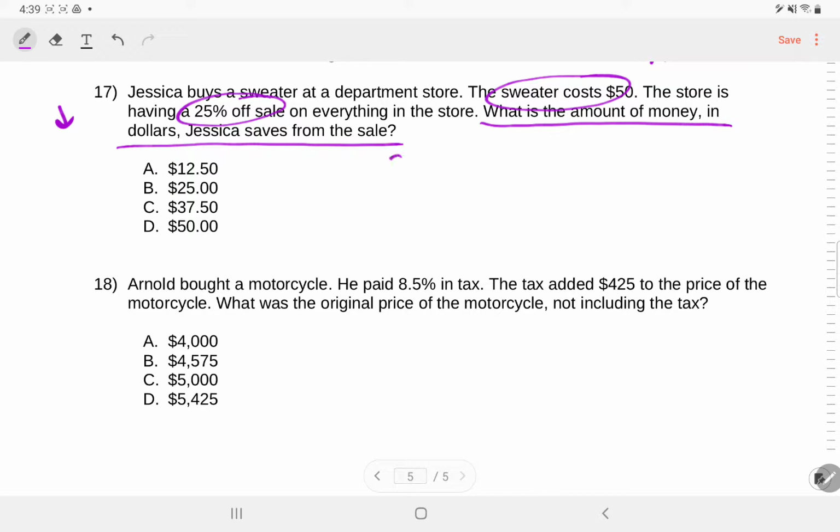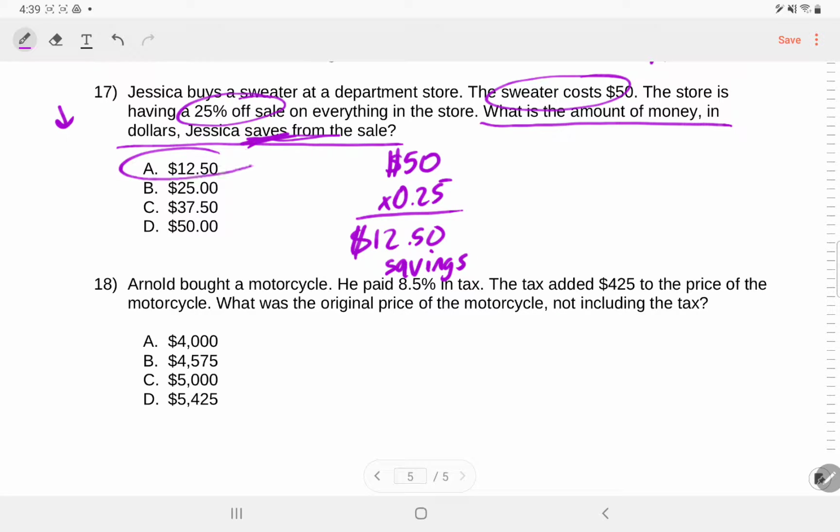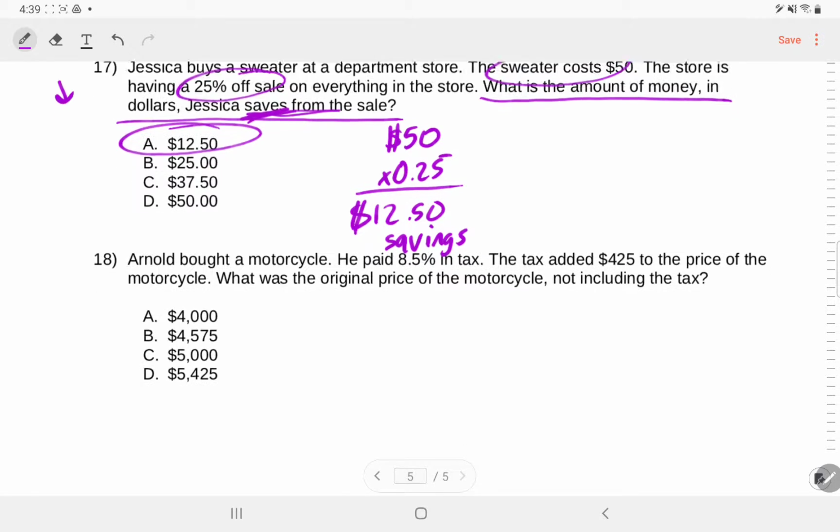So if the sweater costs $50 and we're saving 25%, we can multiply this by 0.25. That's how you write 25% as a decimal. And that ends up being $12.50. That's the savings. The question asks, what is the amount of money in dollars Jessica saves? So the keyword is saves. We're not trying to find the final price. We're trying to find how much savings from the sale. So our answer is $12.50.